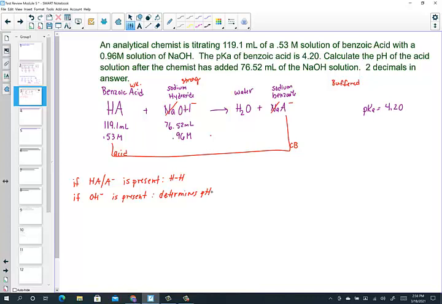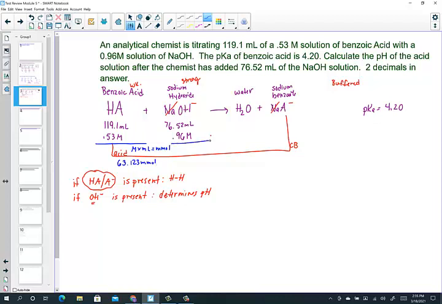So it's very critical to decide what's the limiting reagent, what's the excess reagent. After this reaction is completed, what is left in solution? Do I have conjugate pairs? If so, Henderson-Hasselbalch. Or is the excess reagent the strong base, and therefore anytime I have strong excess reagent, it's a straightforward pH calculation? Let's take a look and see how this one works out. For the acid, I'm going to multiply molarity times milliliter, and I like to get something called a millimole so that my numbers are more friendly to use. When I multiply 119.1 mL times 0.53 molar, my calculator reads 63.123 millimoles of the acid.